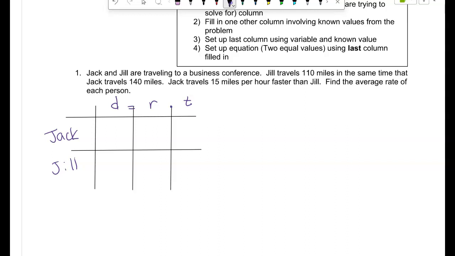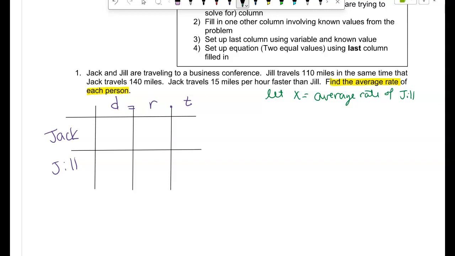First, we have to define a variable. What are they asking us to find first? Average rate of each person. You got to pick one of them to do this with. Doesn't matter which person you do, Jack or Jill, but we're going to let it be Jill for right now because ladies first, okay? All right, so let's define our variable. Let x equal the average rate of Jill. Okay, so we're going to let that be an unknown variable.